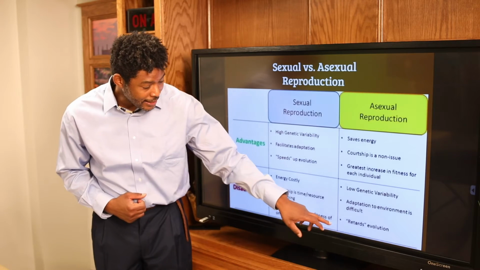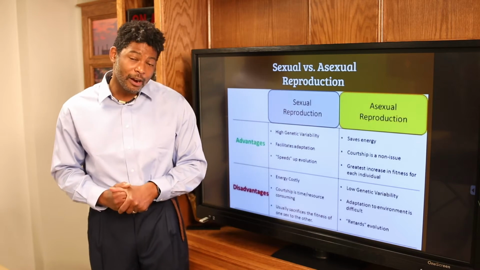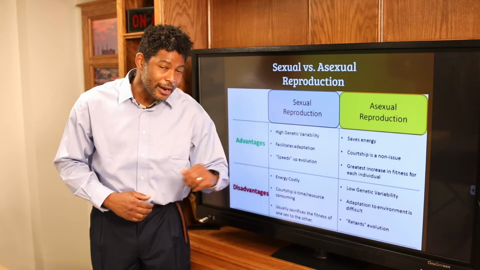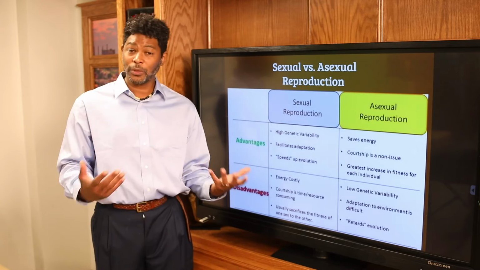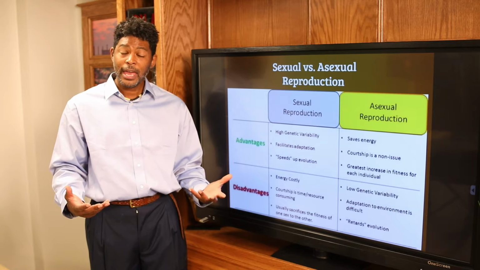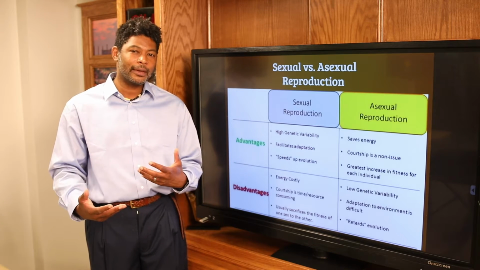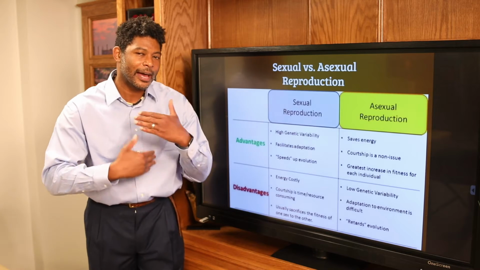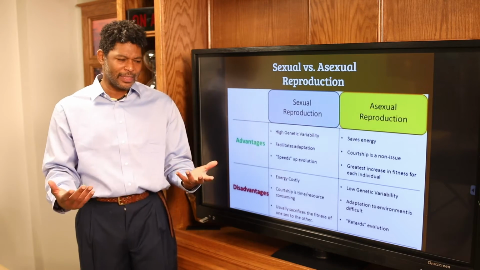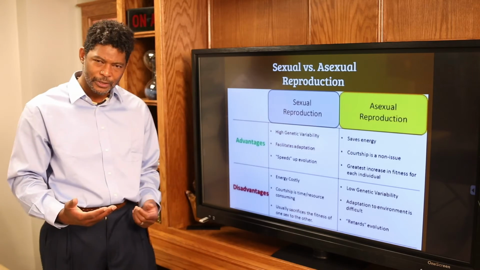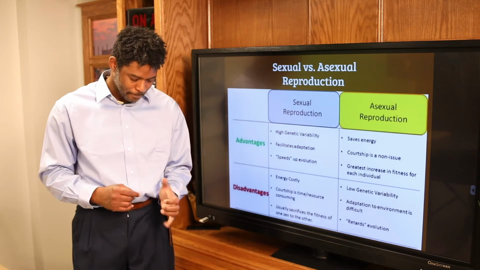And then it retards evolution. Retard actually means to slow down or to stop, or to hamper. That's what the word actually means. So when you're talking about making copy after copy after copy, you're going to slow down that process. Now, you may think, why would you want to slow down evolution?